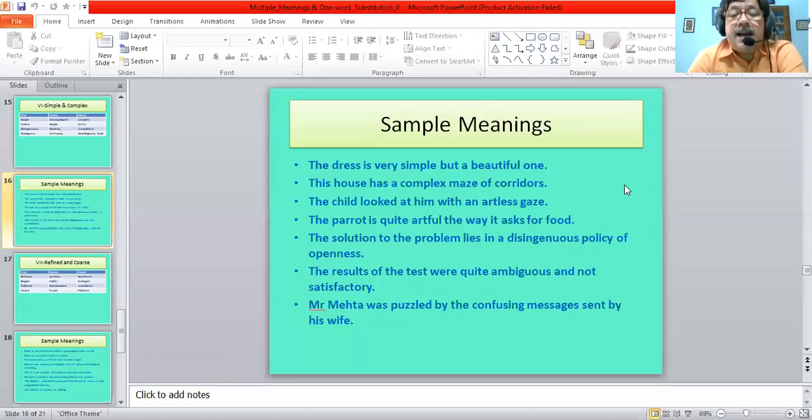The parrot is quite artful the way it asks for food. So that means the parrot is rather clever or sly. The solution to the problem lies in a disingenuous policy of openness. So totally artless, unambiguous kind of policy is required.